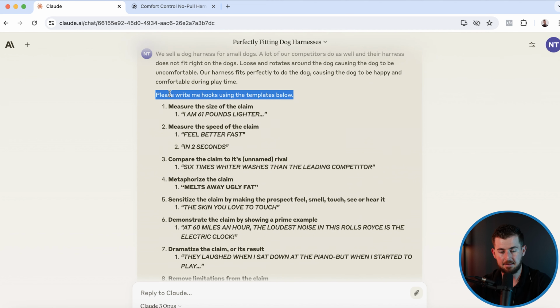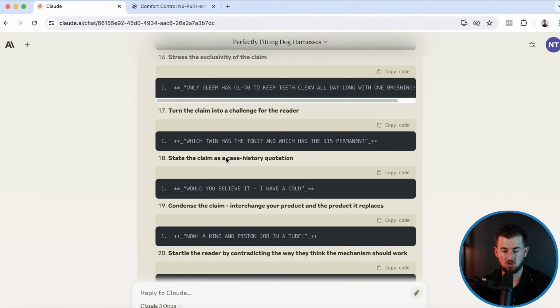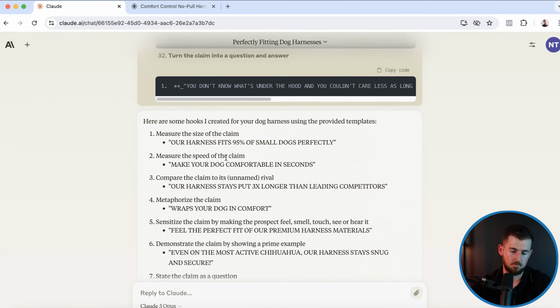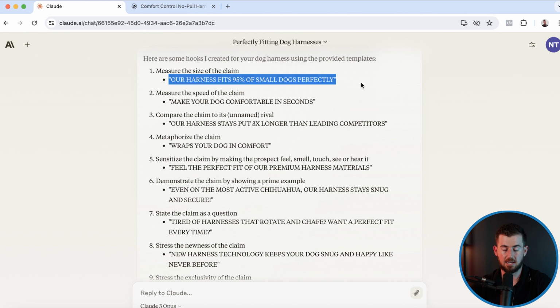Then I basically said, hey, here's some hook templates. I just pulled some hook templates that we have, and I just told Claude to start creating me some hooks. Now, let's look at this. Our harness fits 95% of small dogs perfectly. Imagine someone who's looking for a harness specifically for small dogs, because a lot of them are kind of... This is going to stick out more to them.